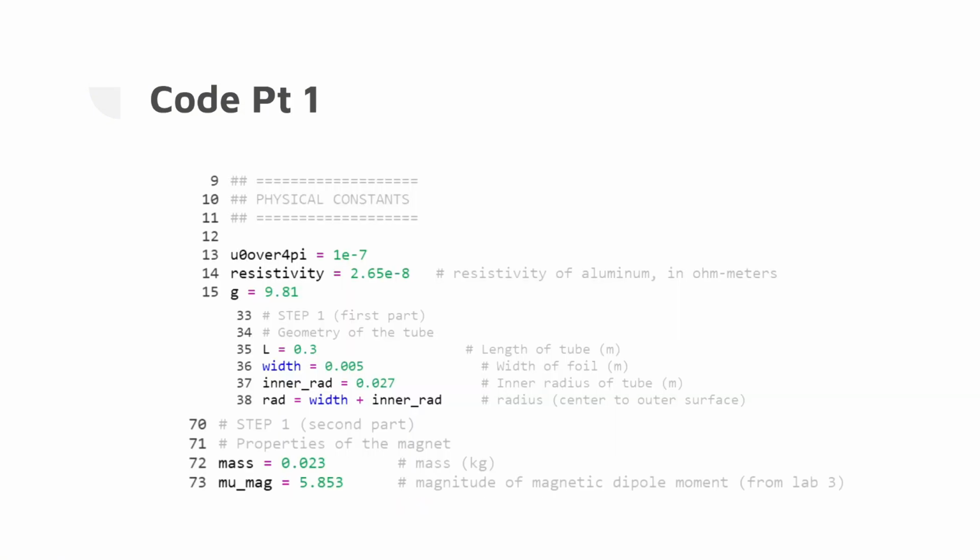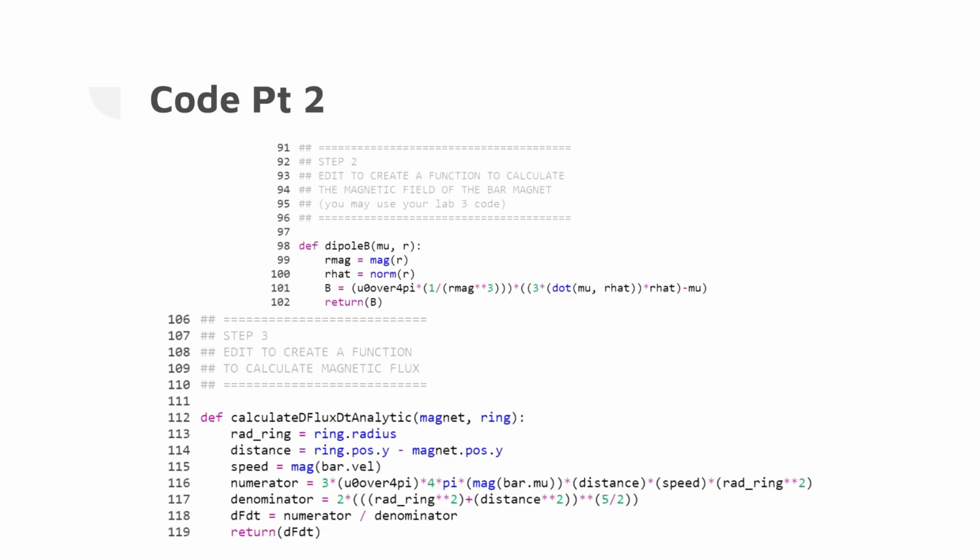Next, after completing the experiment in the real world, we modeled this interaction using GlowScript. First, in this slide of our code, we are establishing our physical constants for the tube, the magnet, and then just the universal constants. Next, we are establishing a function that calculates the magnetic field exerted from the magnet using the dipole B function. And then we're also establishing a function that calculates the flux going through a singular cross-sectional ring of the tube from the magnetic field of the magnet.